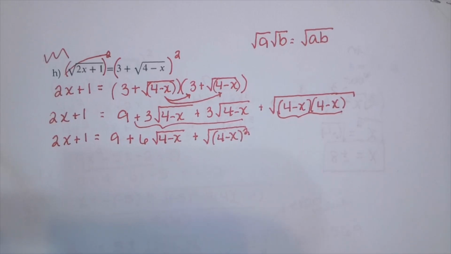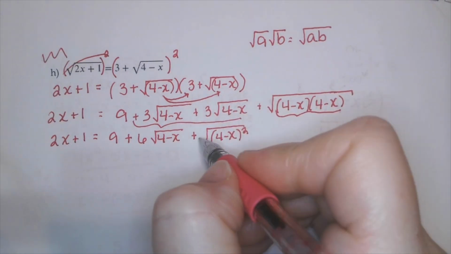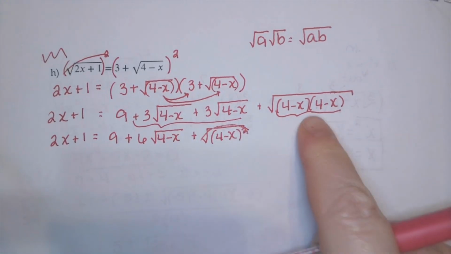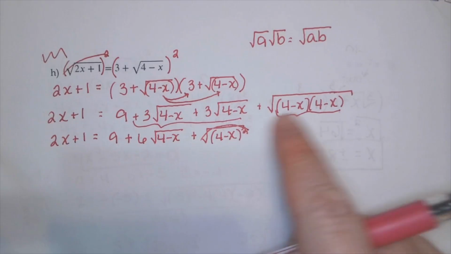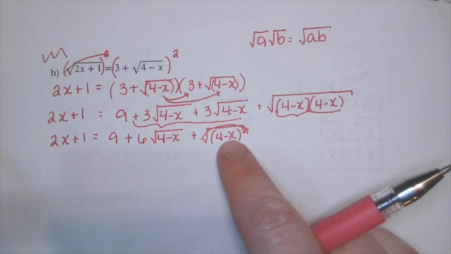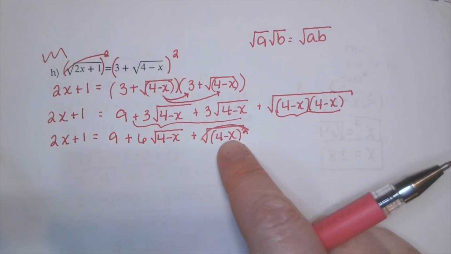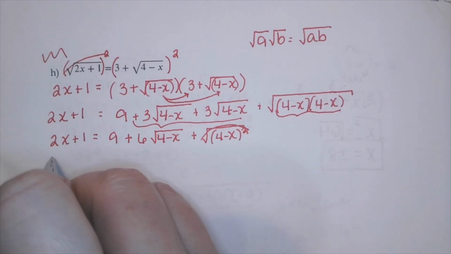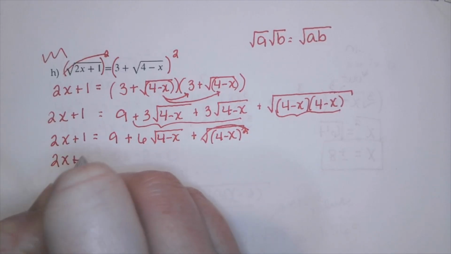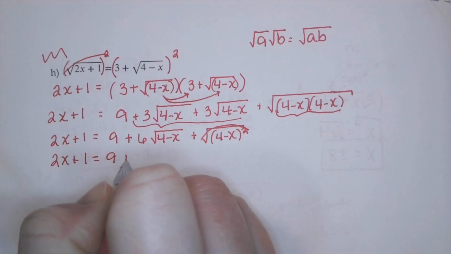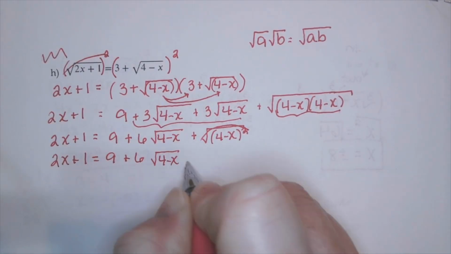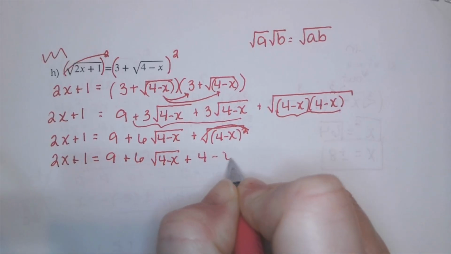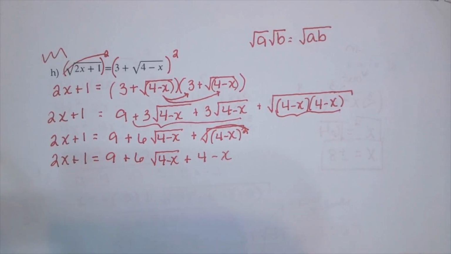Well, we know that when we have a square root in a square, they eliminate each other. So that was the purpose of wanting to write this as one square versus just 2 pieces here, because then we're able to eliminate one of the radicals. That's kind of the idea here. So I've got 2x plus 1 is 9 plus 6 square roots of 4 minus x plus 4 minus x.